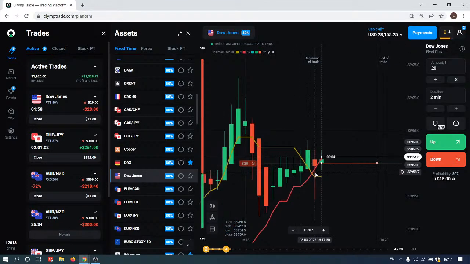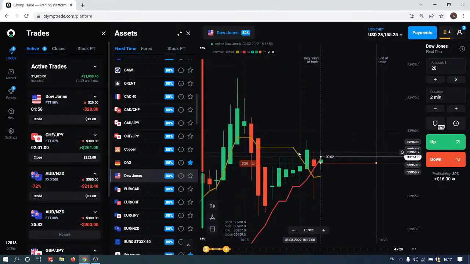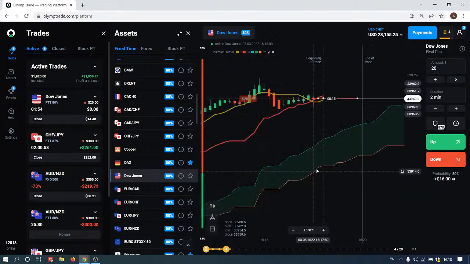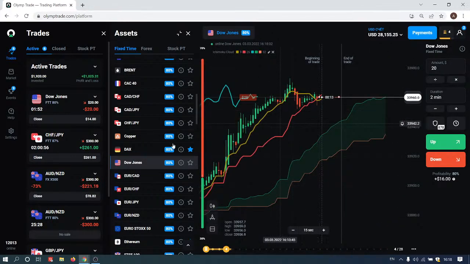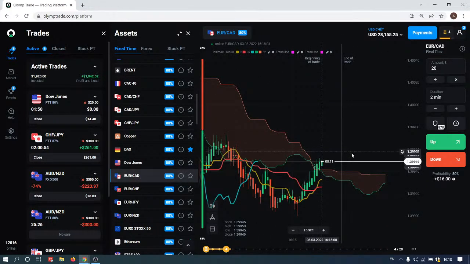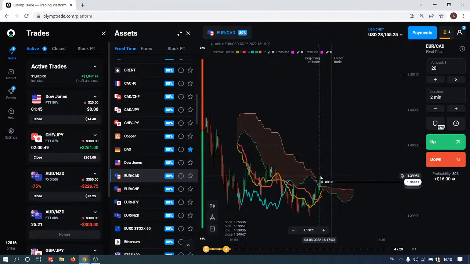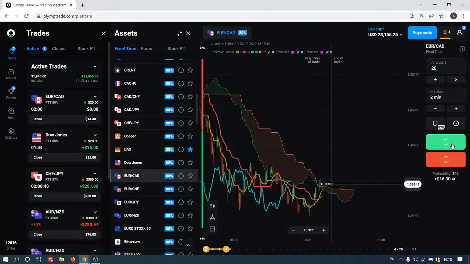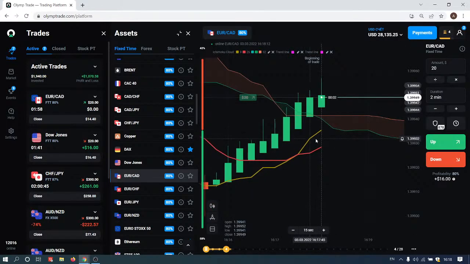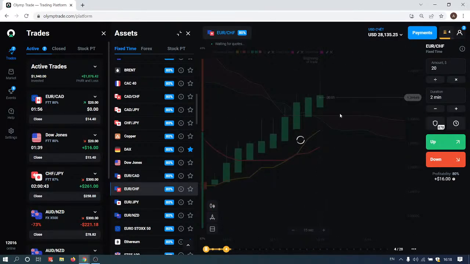So Dow Jones in the downwards direction. Again, the yellow line crosses the red line in the downwards direction, so this looks like a down trade. And here, say Euro cut might be a nice one. So yeah, opening it upwards.